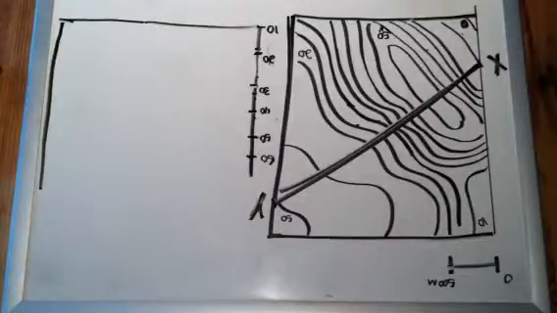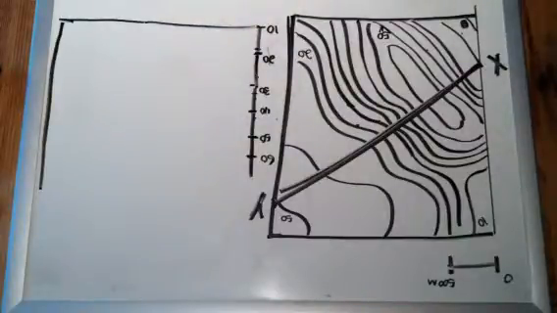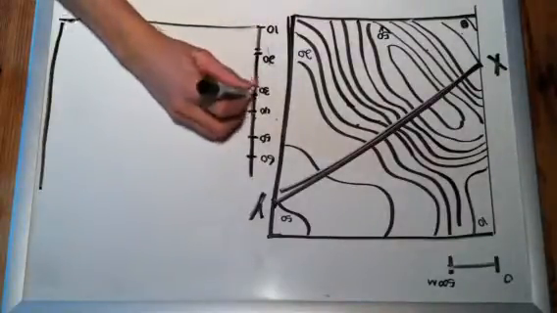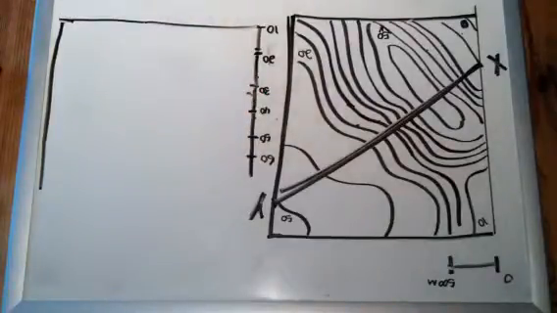Okay, so it's still nowhere near perfect, but whatever, we'll just make do with it. 10, 20, 30, 40, 50, 60.